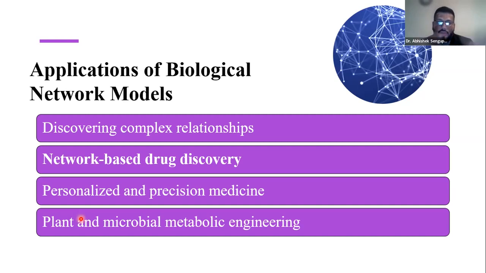We do it in two ways. I always say that data science in biology gives rise to two directions: one is AI/ML based approaches, and another is systems biology based approaches. So I'm talking wholly about systems biology approaches today, right? Plant and microbial metabolic engineering, personalized and precision medicine, network based drug discovery, discovering complex relations, etc.